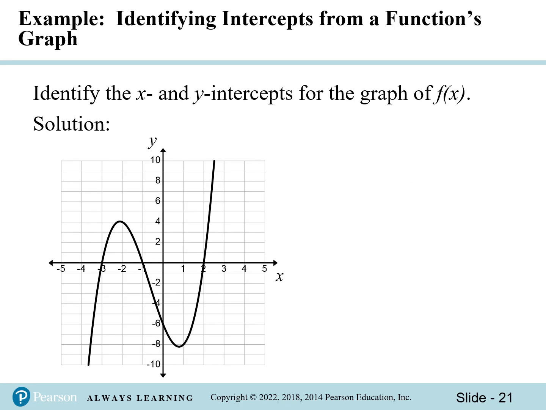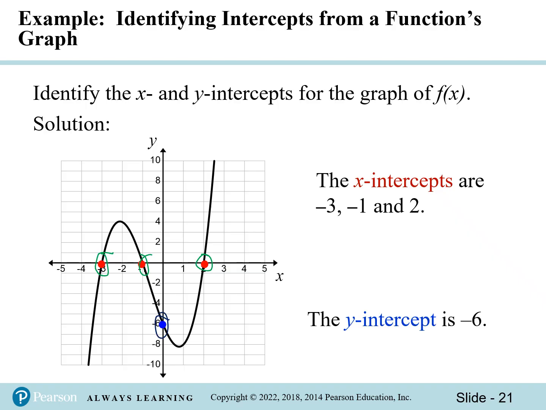So let's look at this last example. Find the x and y intercepts. So the x-intercepts are crosses here, here, and here. So our x-intercepts are -3, -1, and 2. The y-intercepts, I have just one, and it's at -6.